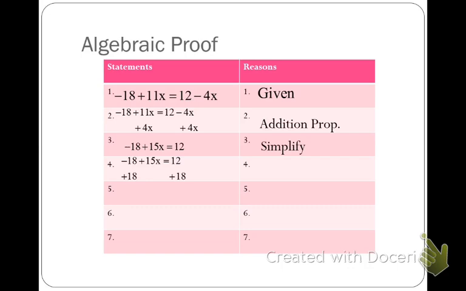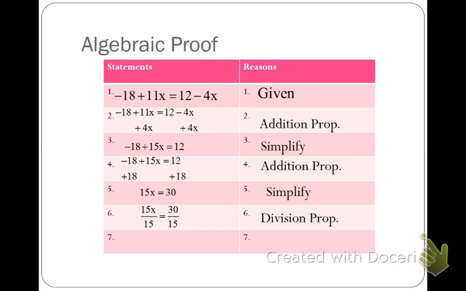Now we're going to add 18 to both sides, and that's again our addition property, which simplifies down to 15x equals 30, and the reason we're going to give is simplify. Then we're going to divide both sides by 15, and that's due to the division property. And when we simplify, we get x equals 2. And again, an algebraic proof. The point here is it keeps us in a systematic approach to solving the equation, and it allows us to back our steps up with valid reasons for doing so.